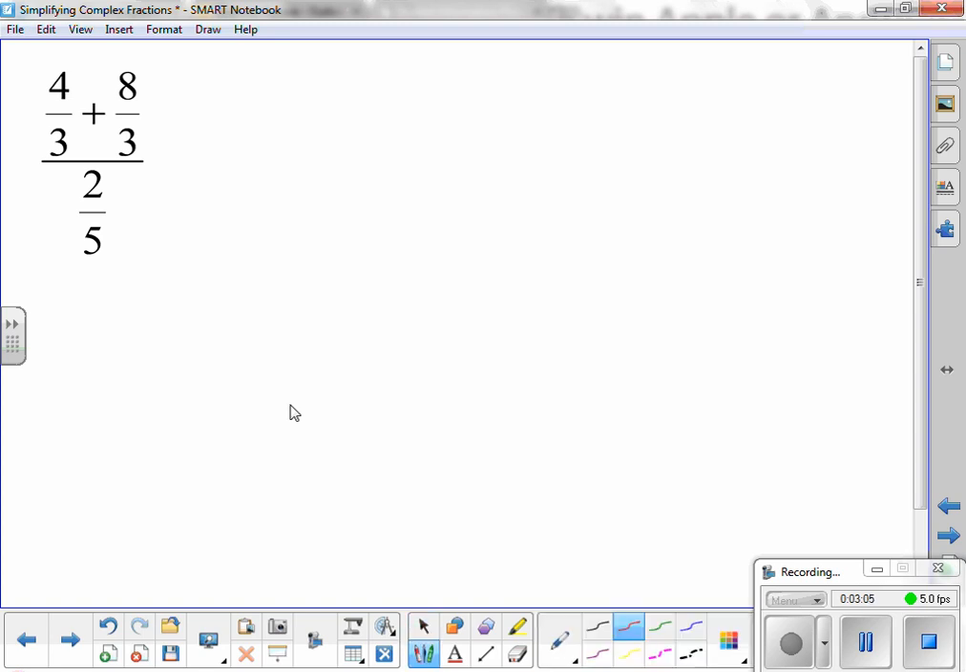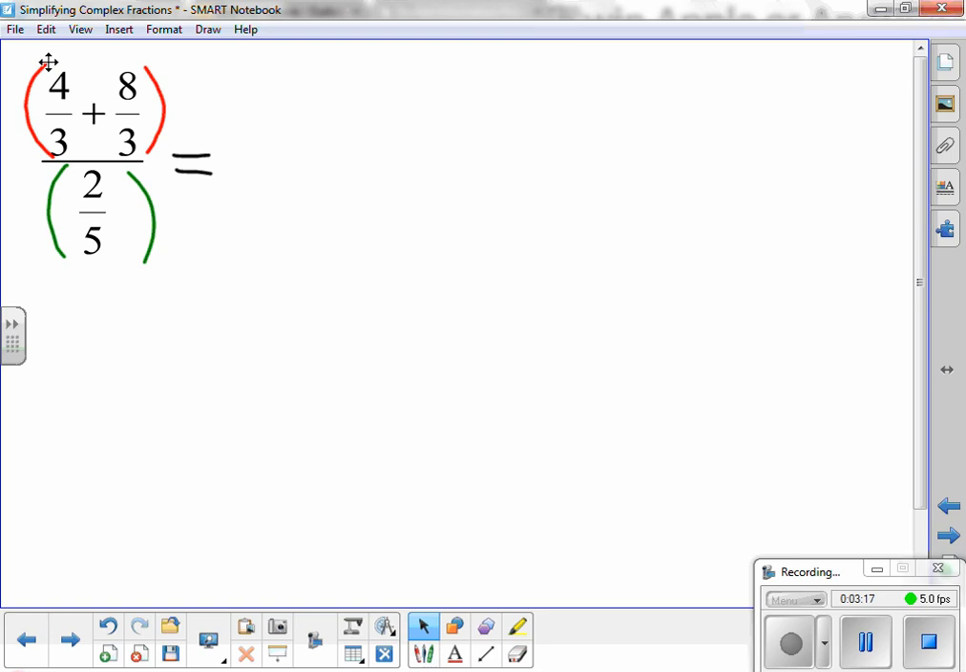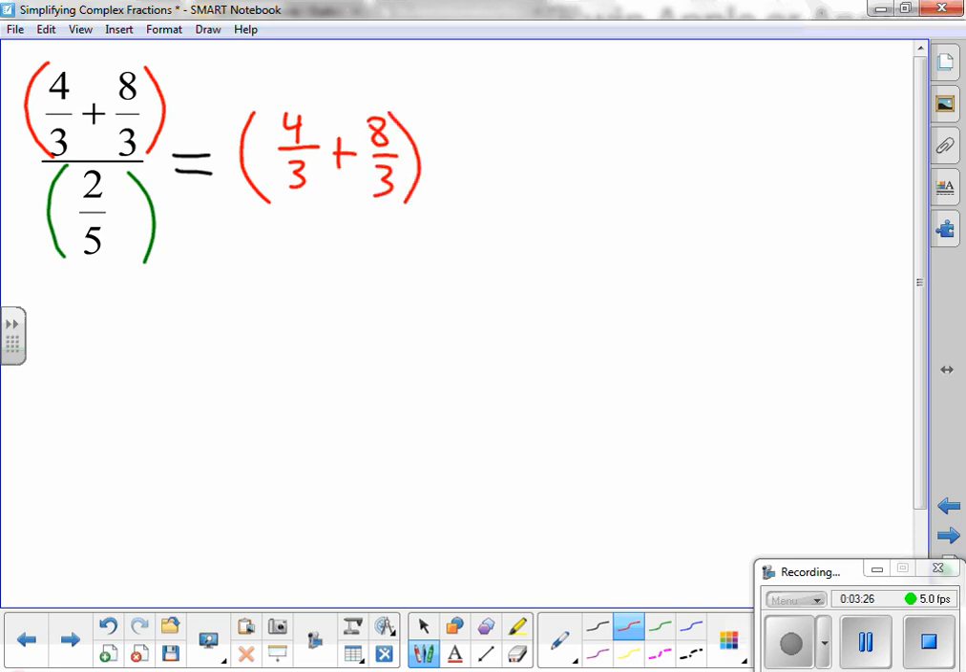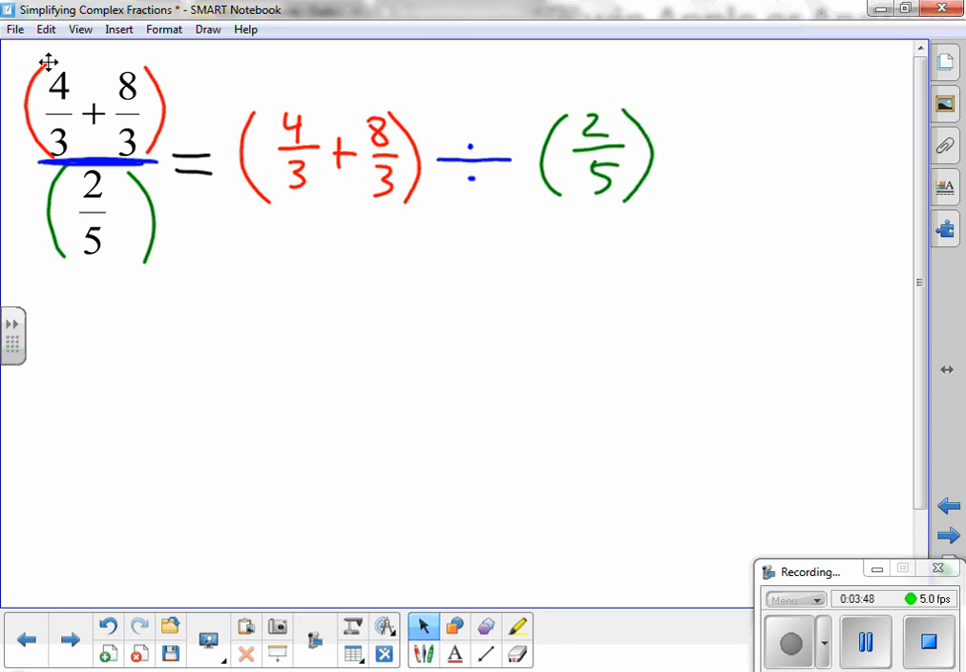Right now, you have two things going on. You have a numerator, which is this, and you have a denominator, which is this. So you have fractions in the numerator and fractions in the denominator, which normally we don't like seeing written like that. So I'm going to write the numerator in red. It's going to be 4 over 3 plus 8 over 3. Now I'm going to write the fraction bar in blue. This fraction bar means divide. To get a better grasp of what this means, I'm going to write that division bar as a division sign. Now I have my numerator divided by my denominator, which I will write in green, 2/5. So far all I've done is rewrite the problem.